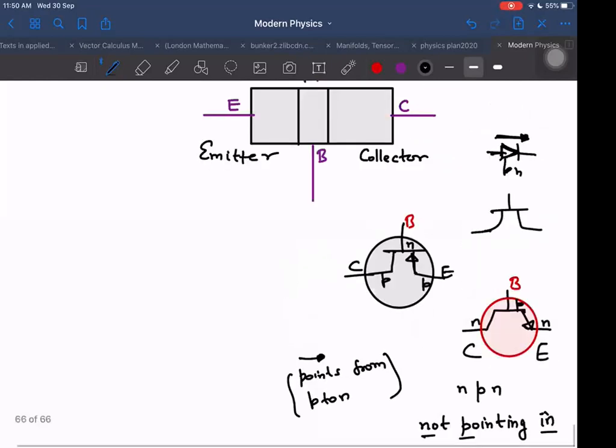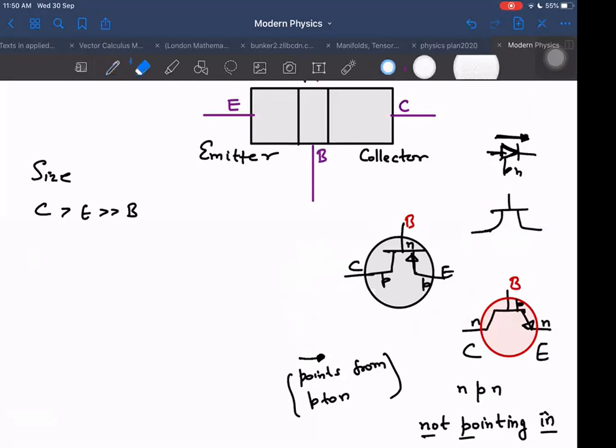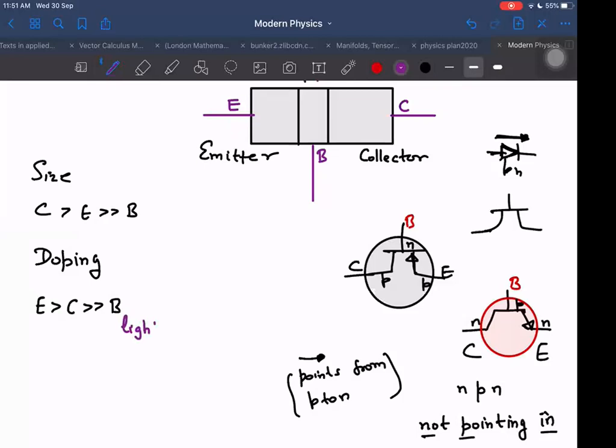We know emitter is slightly smaller in size. Order of size: collector greater than emitter, and both much larger than base. Order of doping: another thing we should know about doping. Emitter is largely doped as compared to collector, and both are heavily doped as compared to base. Base is very lightly doped. Very light doping.